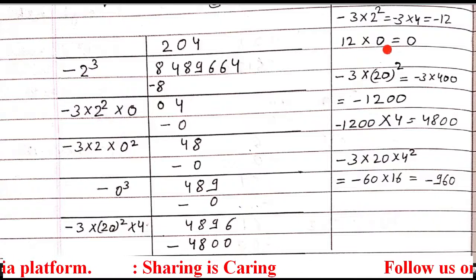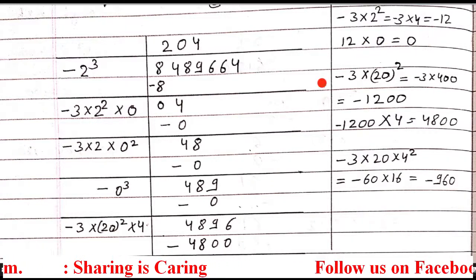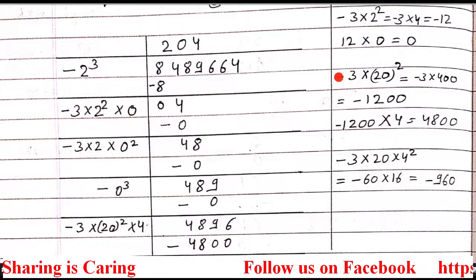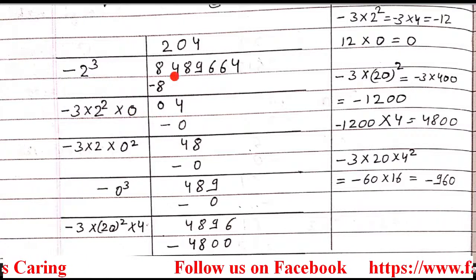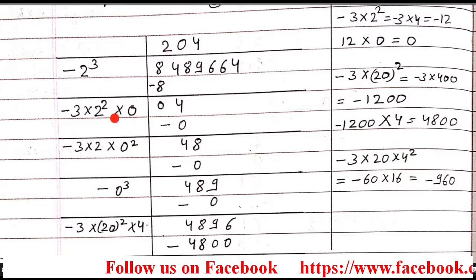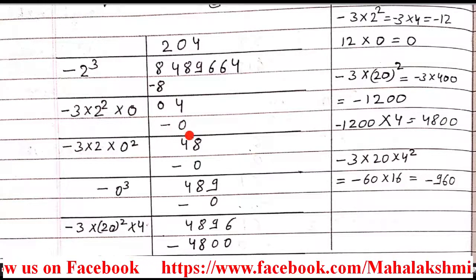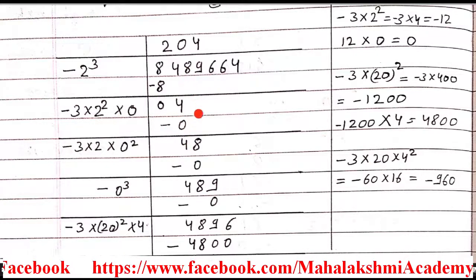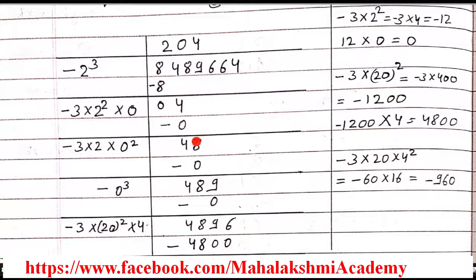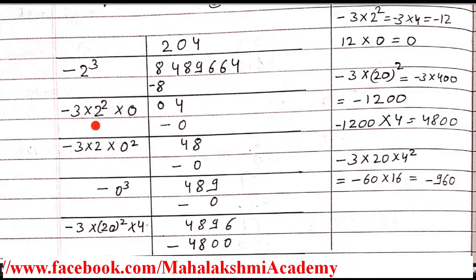That's why we have to take here 0. So 12 zeros are 0. So the digit which we selected is 0. That's why enter here 0, and then when you multiply any number by 0, answer 0 will come. So 4 minus 0 is 4. Now next digit which we have to write is 8. So it's 48. So here you have to decrease the power.